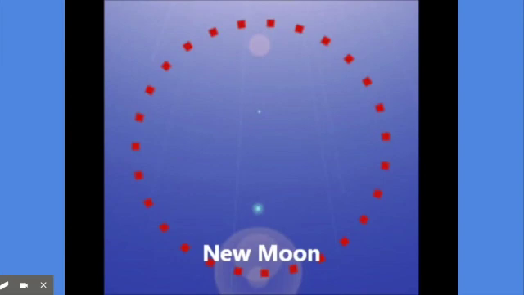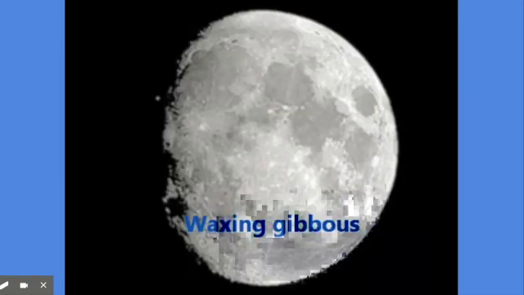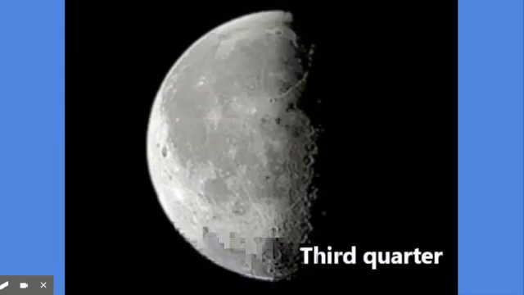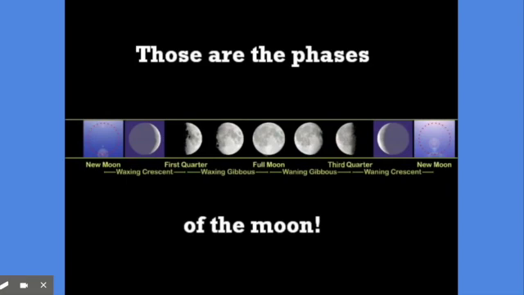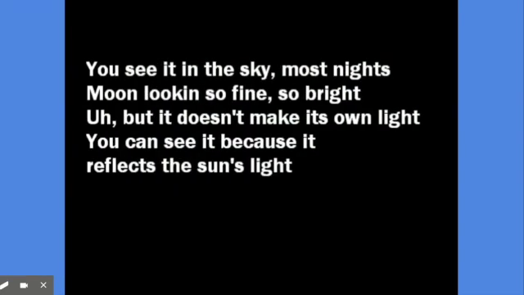It goes new moon, waxing crescent, first quarter, waxing gibbous, full moon, waning gibbous, third quarter, waning crescent. Those are the phases of the moon. You see it in the sky most nights, moon looking so fine, so bright, but it doesn't make its own light. You can see it because it reflects the sun's light.